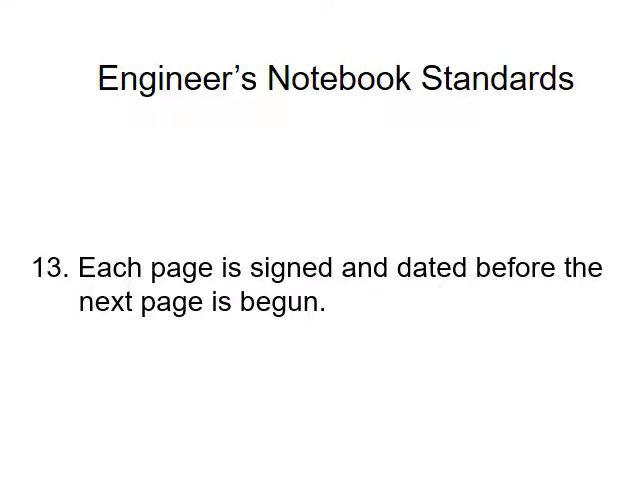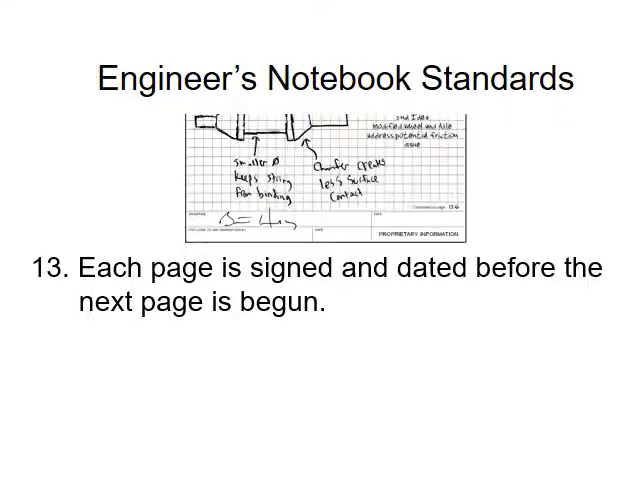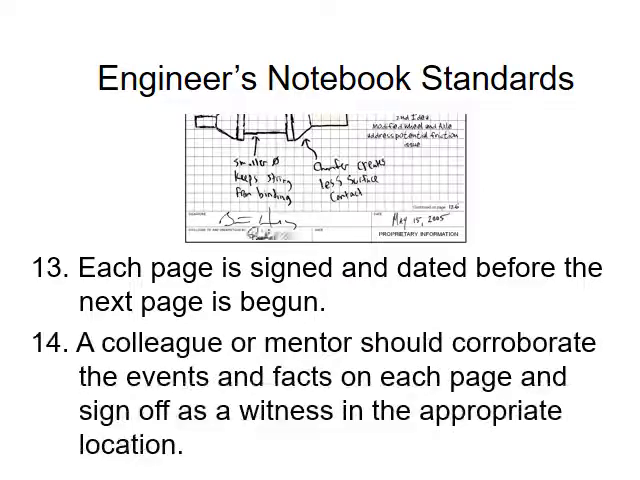Each page is signed and dated. That's why we have the document on the bottom. So you need to sign it and date it. The witness needs to sign and date it. And your colleague should corroborate. So that's number 14. Pretty straightforward. We'll talk about some of the key points, but that's it. Be neat, be accurate, be legible, and be thorough.